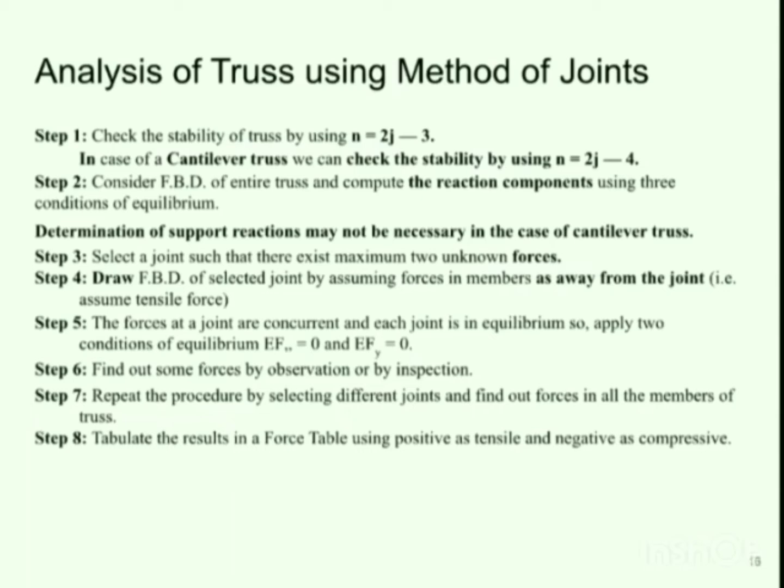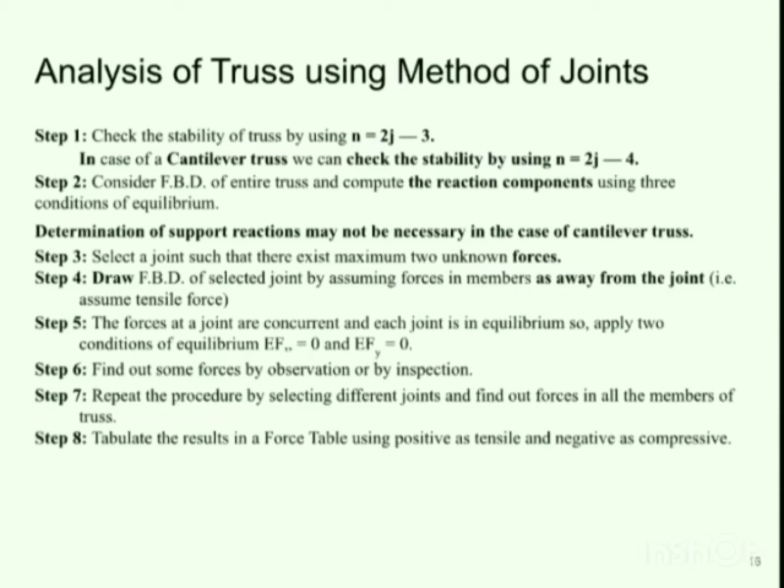Next step, the forces at a joint are concurrent and each joint is in equilibrium, so we can apply conditions of equilibrium, that is summation fx equal to 0 and summation fy equal to 0. As we have discussed earlier, only 3 conditions are applicable to the truss, but once we are analyzing a joint, we have only 2 conditions, that is summation fx and summation fy.